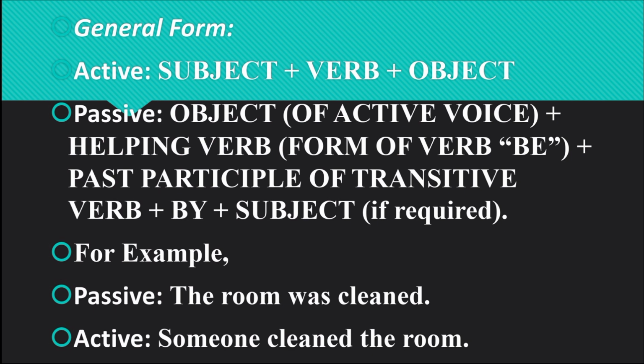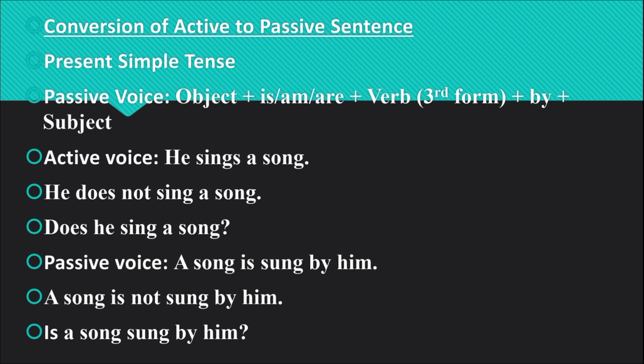Let's see an example, students. Someone cleaned the room. When we are converting this sentence into passive, the room was cleaned by someone. You can write the room was cleaned, otherwise you can write the room was cleaned by someone. Both are okay. Let's see how to convert active into passive voice in different tenses.